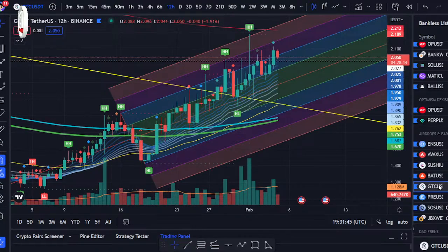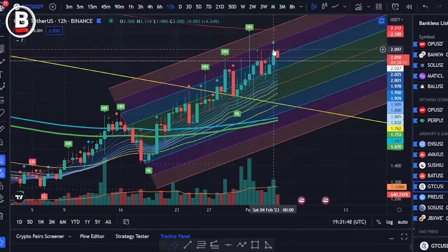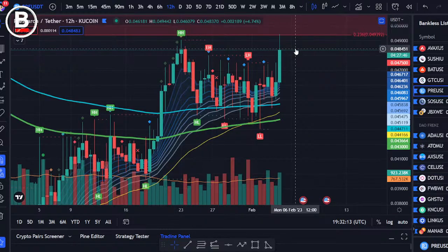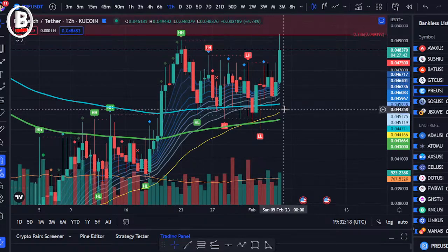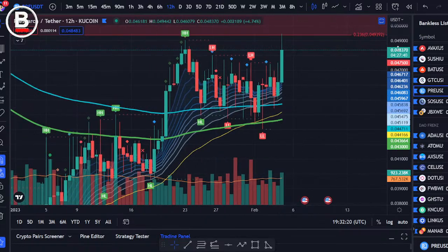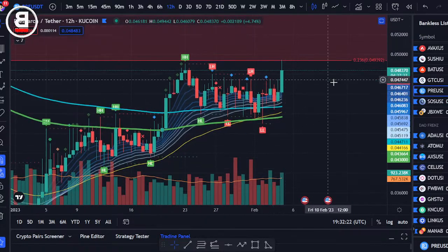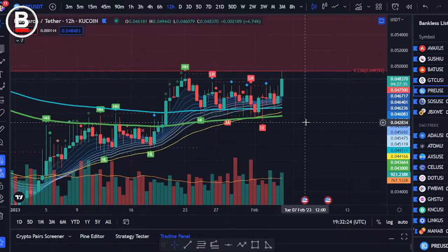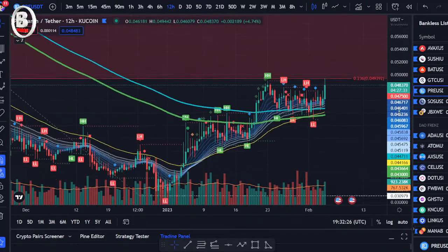Gitcoin, same thing. On a closing basis, we are looking to confirm higher highs. On today, very nice pump, possibly breaking out of its range. Again, moving up into resistance, building support.